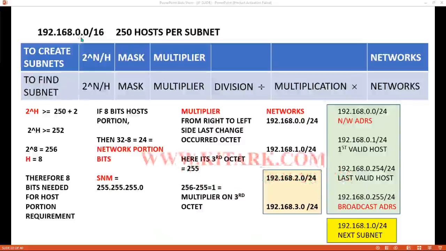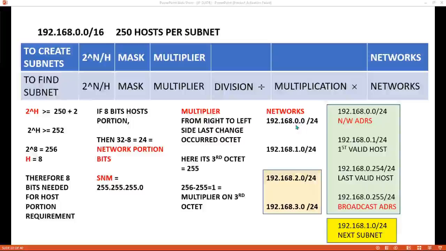Here in the third octet, the value is 192.168.0, and 0 is in the third octet. In that third octet, the value is going to increase by 1 for each subnet. So 192.168.0 is one subnet, 192.168.1 is another subnet, 192.168.2 is another subnet, 192.168.3 is another subnet. Likewise it's going to happen. After finding the multiplier, you can start writing your networks. The multiplier means the increment on the particular octet. So here the third octet should increase by 1.